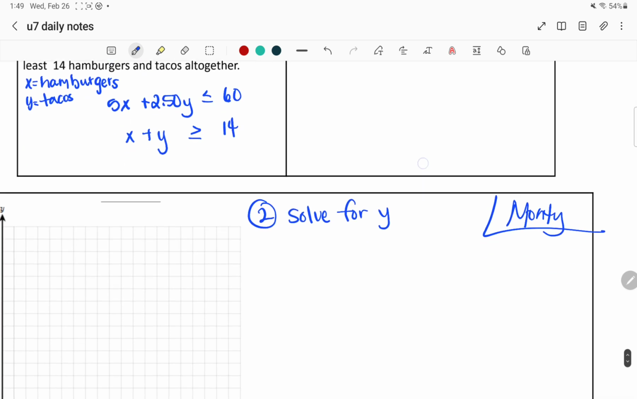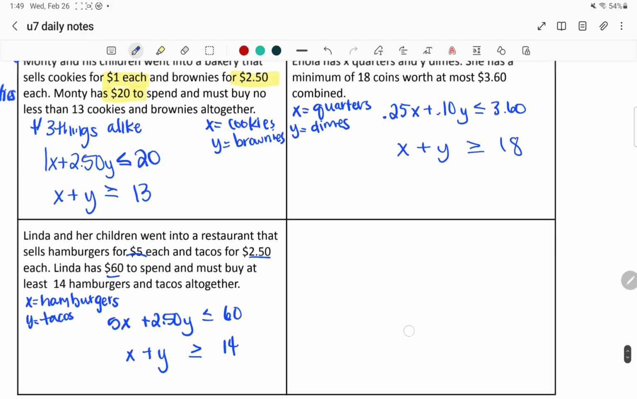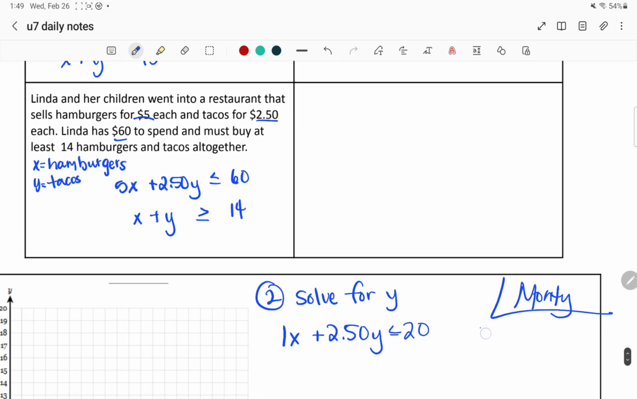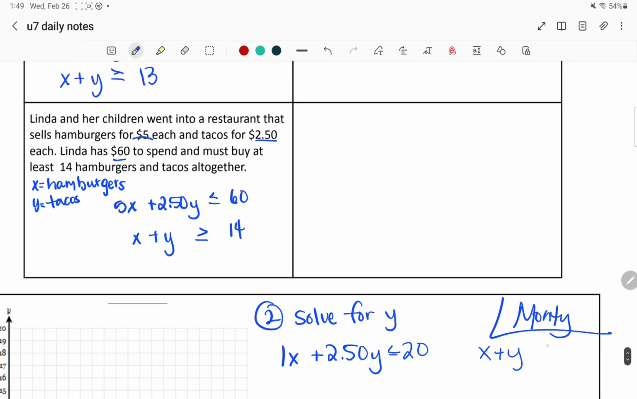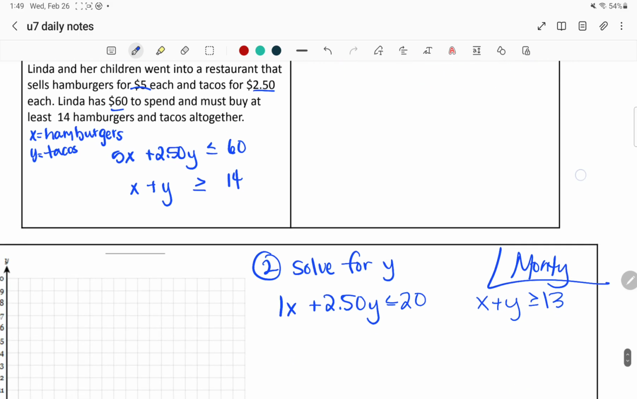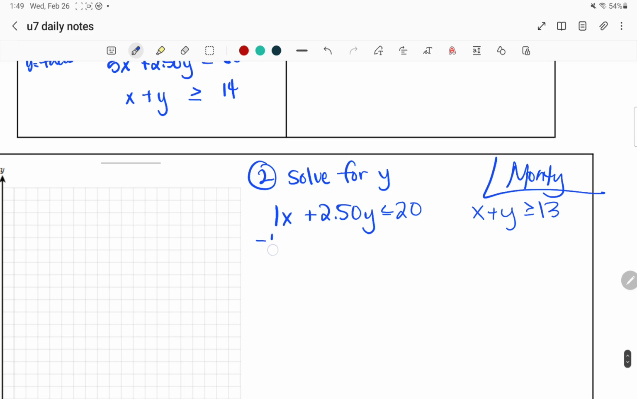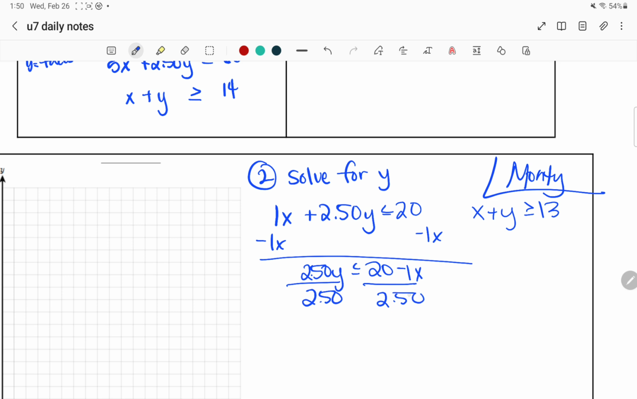My equations are 1x plus 250y is less than or equal to 20, and x plus y greater than or equal to 13. I need to get y by itself, so I'm going to subtract the x term. I cannot combine the x term with the constant, so they just go next to each other. Then I'm going to divide by 250 on both sides, and I get y is less than or equal to 8 minus 2 over 5x.